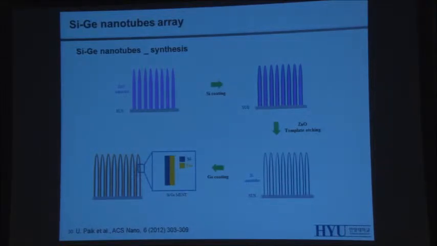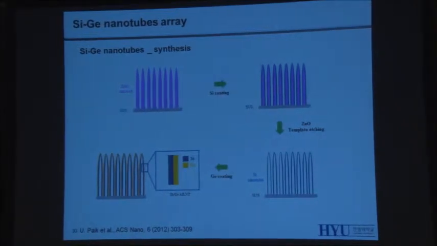So we decided to use the same strategy. Again, on stainless steel as current collectors, we synthesized the zinc oxide material, and then coated the silicon, and after coating the silicon, we coated the germanium on top of the silicon. But first, when we simply coated silicon on top of the zinc oxide, there was some clogging between these tubular materials. So we had to tap on top of this silicon zinc oxide so that silicon can penetrate all the way down to the bottom.